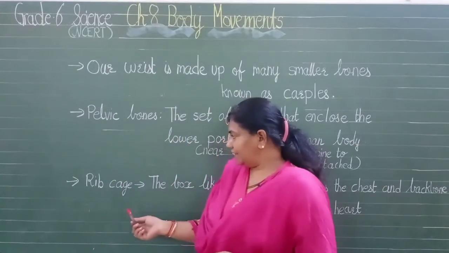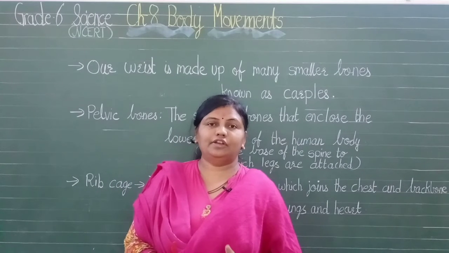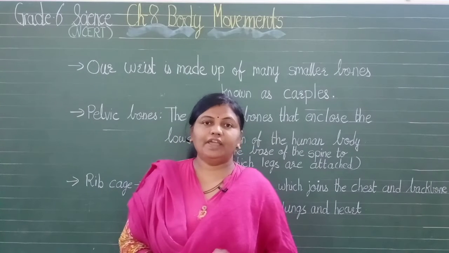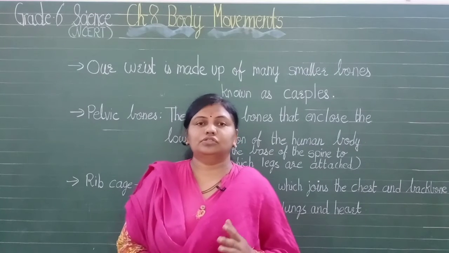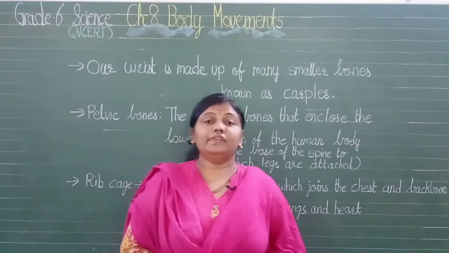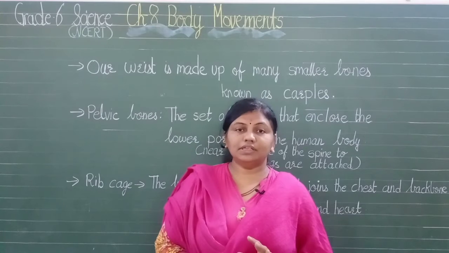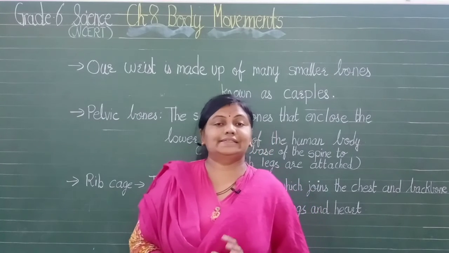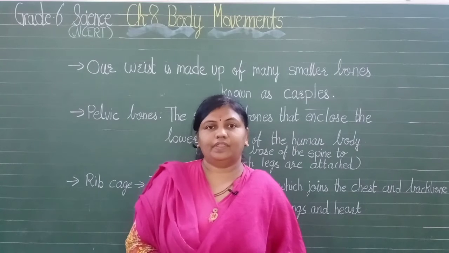Okay, so in rib cage there are 12 ribs on each side of chest. 12 pairs of ribs on each side of chest. So there are a total of 24 ribs, isn't it? Now, which is the smallest bone in our body? The smallest bone in our body is the stapes. It is located in the ear.